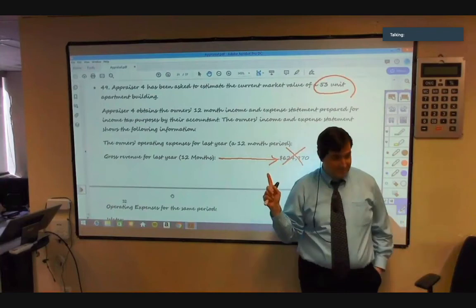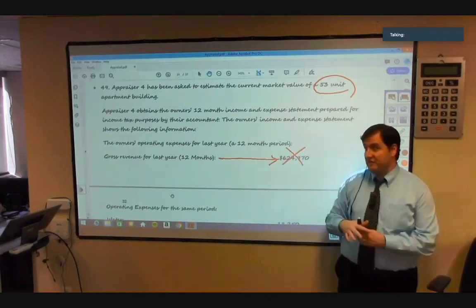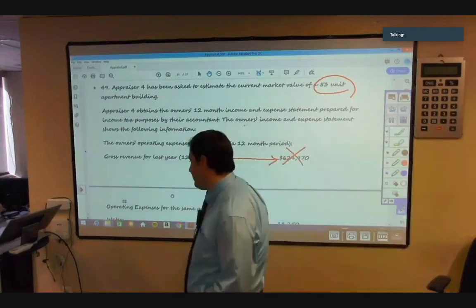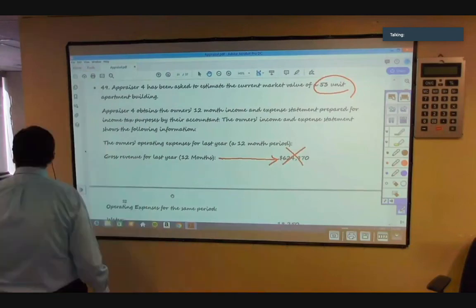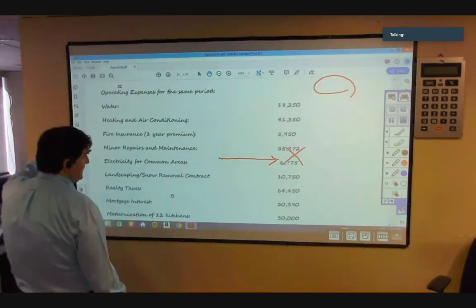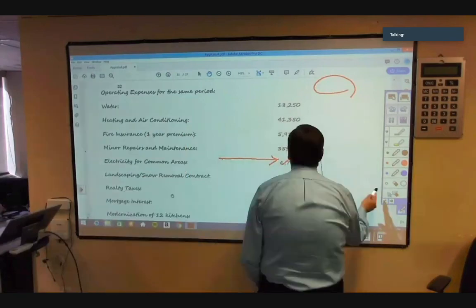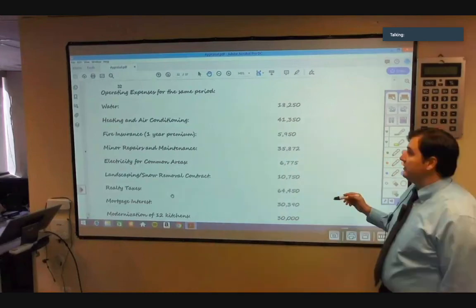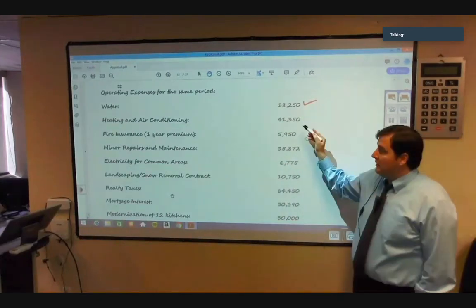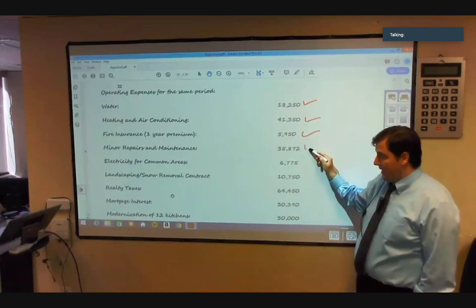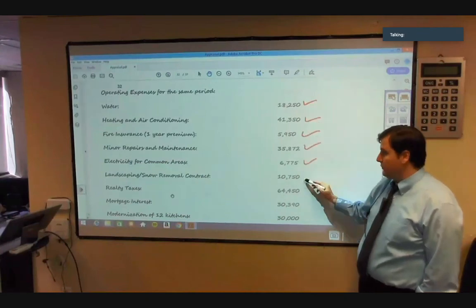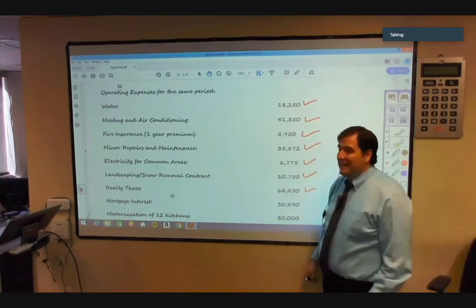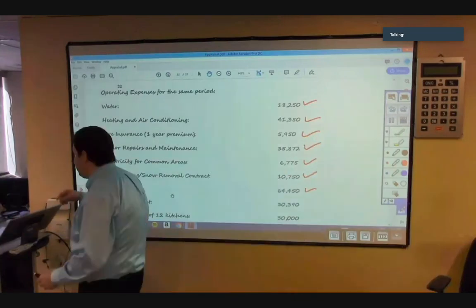The theory question says, do you use the seller's revenue? No, you use the potential one, the one that you actually calculate. Then they give you the expenses of the seller. Some expenses you have to include, some you shouldn't. You should include water, heating, fire insurance, minor repairs, electricity, landscaping, and realty taxes, property taxes. But anything that's a landlord's own expense, and any renovation, you're not going to include.